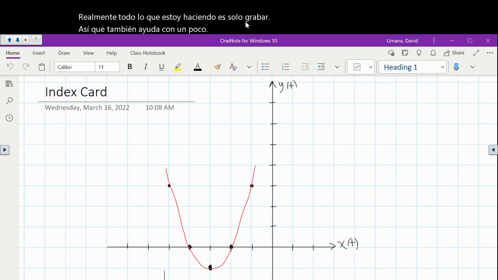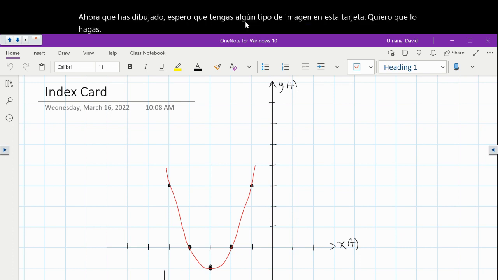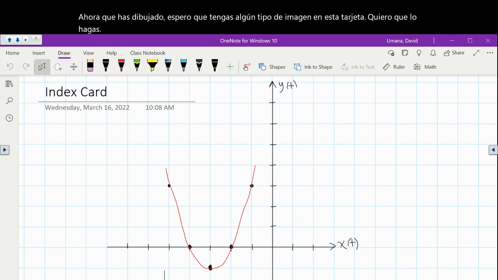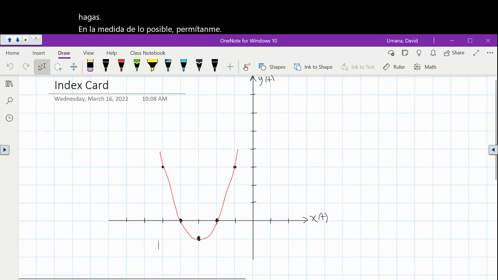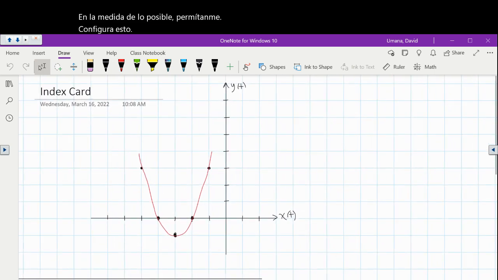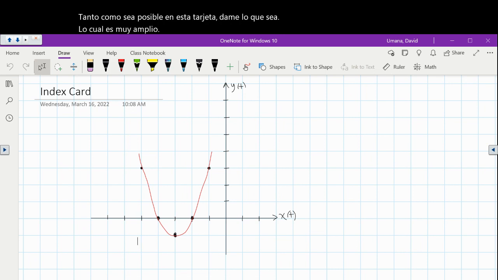So do this for me. Take a few minutes, and on your index card, now that you've drawn it, I'm kind of hoping that you have some kind of image. On your index card, as much as possible, give me whatever you know about it, which is a very broad question. But the question is going to be more or less like this.